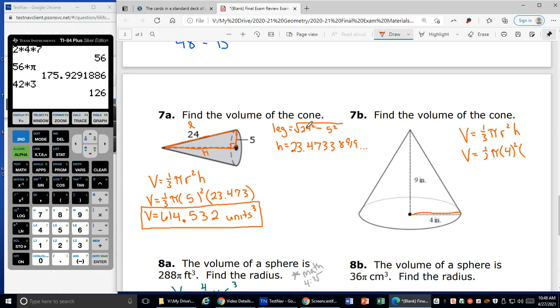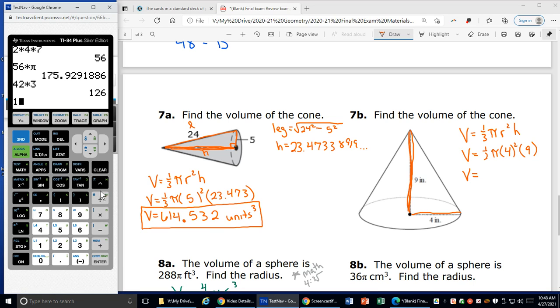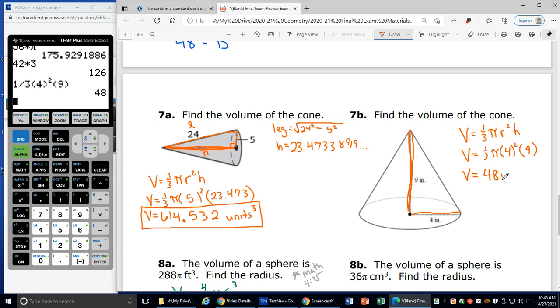Now in my height for this one, I had to do Pythagorean theorem because they hadn't given me that inside height. But on this one, they already gave it to me. So this one's actually even easier than 7A was because they've already told me that's 9. So my volume equals 1/3 4 squared times 9. I'm going to do that part first without the pi. 1/3 times 4 squared times 9 gives me 48 pi. That's my exact answer, inches cubed, because it's volume.